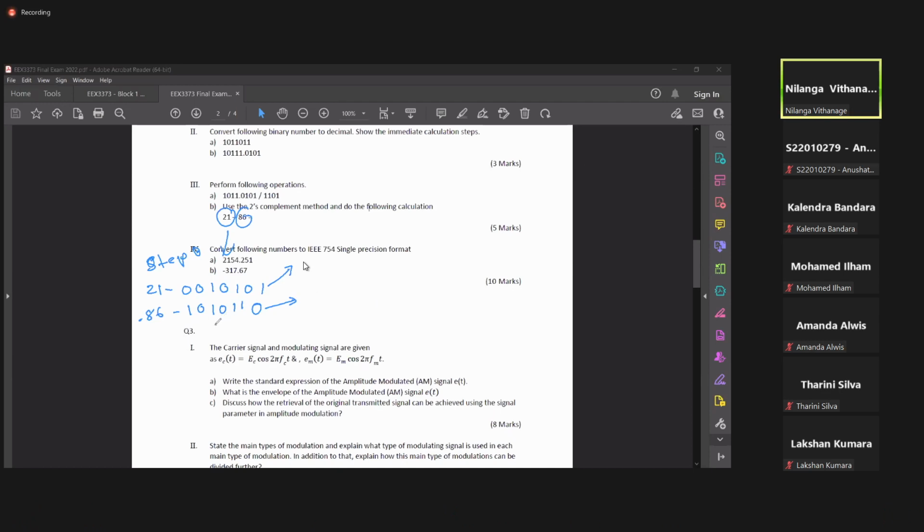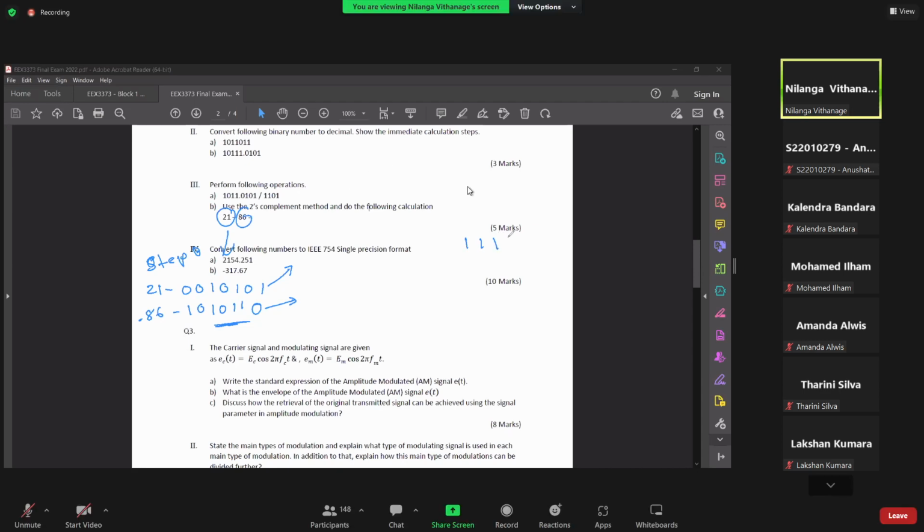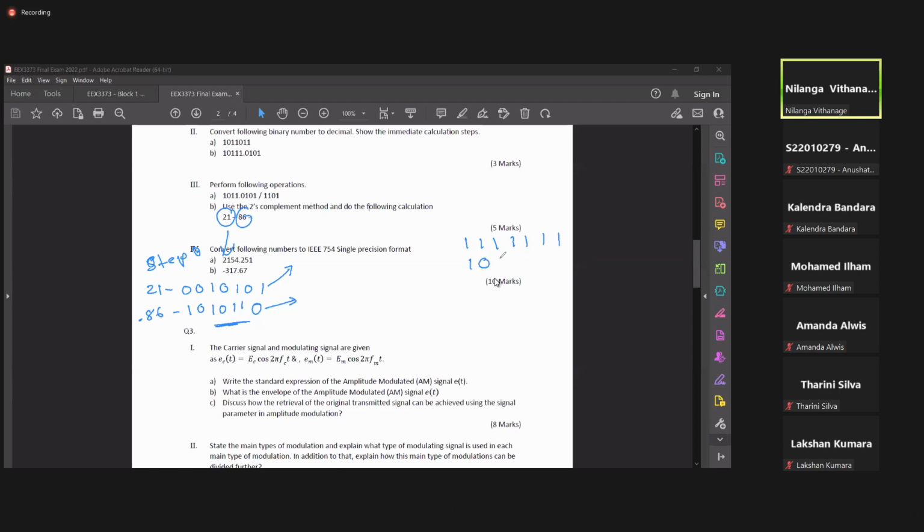You have to take the 1's complement value, right? So the 1's complement value, in theory, is a little bit different. Theory means you have to subtract from 1 1 1. You have to subtract this value 1 0 1 0 1 1 0 from this value. In this value, all the slots are one. So you have to subtract this one from this one.